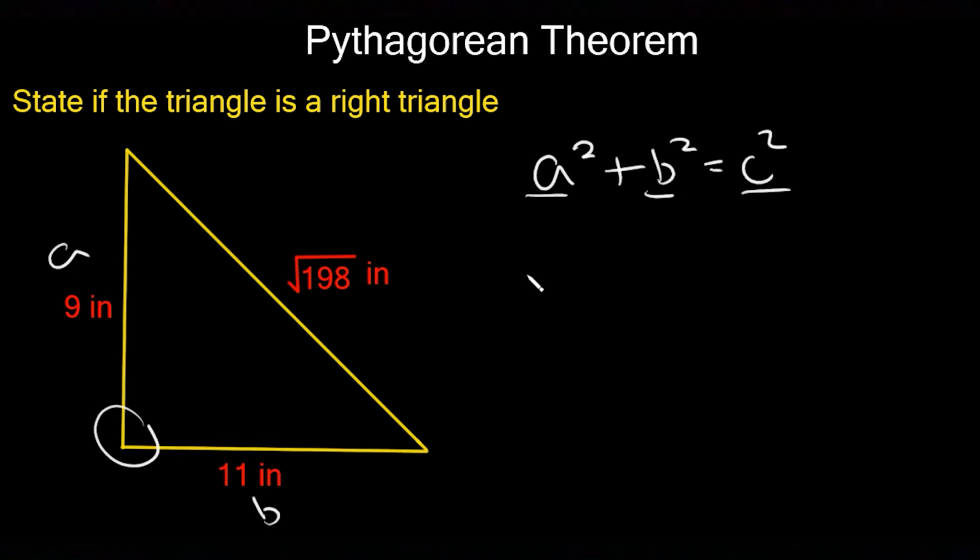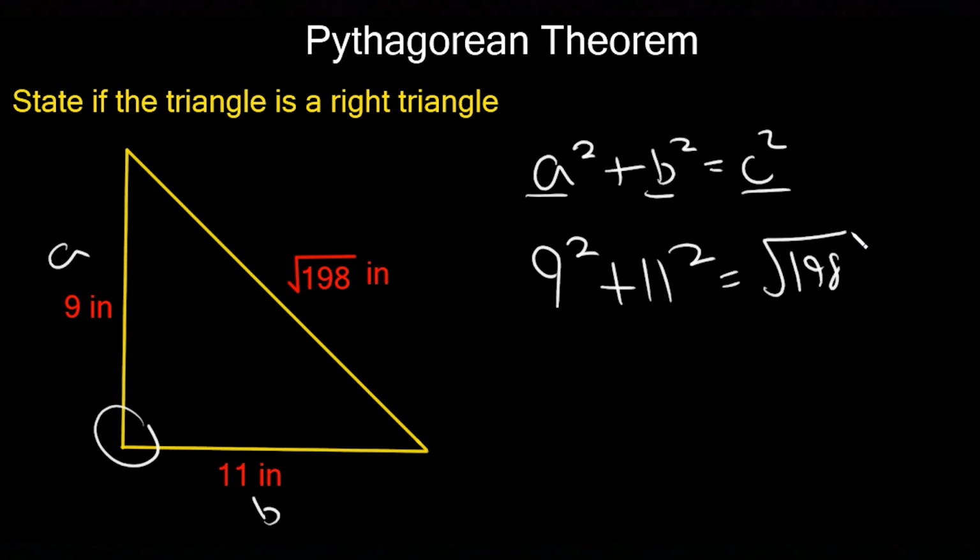And I'm going to say here, 9 squared, that's my A, right? Plus 11 squared, that's my B, equal to C squared, that's going to be the square root of 198, and then squared, okay? So we know that 9 squared is going to be 81. 11 squared will be 121, so plus 121, equal to, now remember, I have an exponent of 2 here, I have a square root, those are going to naturally cancel each other out, so I'm going to be left with 198. So if you add this up, 81 plus 121 will give you 202.